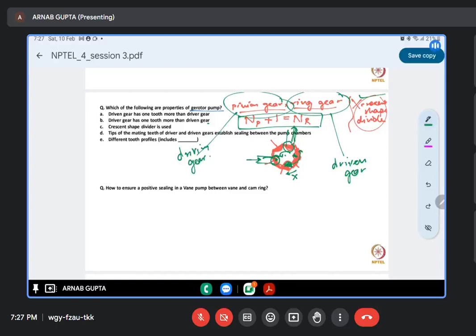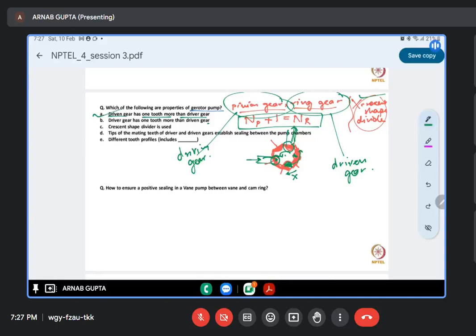Okay. So the driven gear, that is the ring gear, has one tooth more than the driver gear. So the first option is correct. Obviously, the second is wrong. A crescent shape divider is used. It is not used, so it is incorrect.